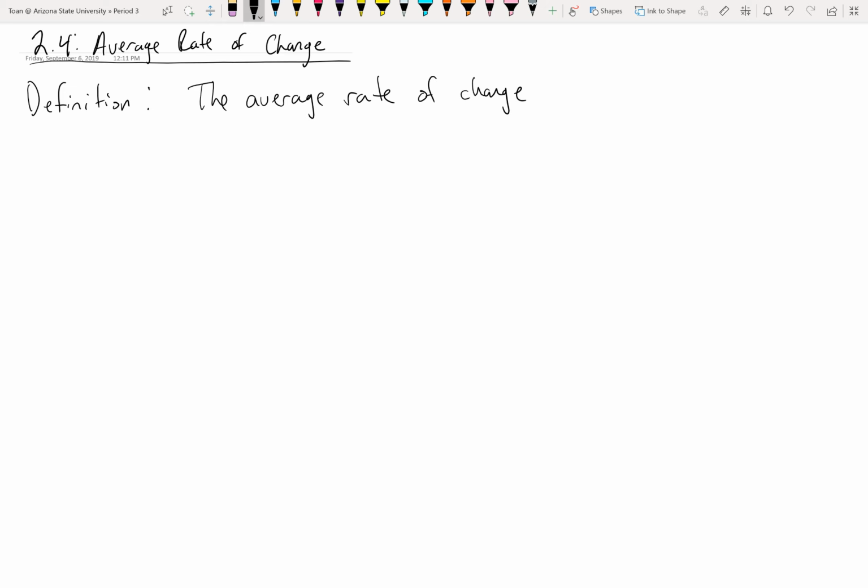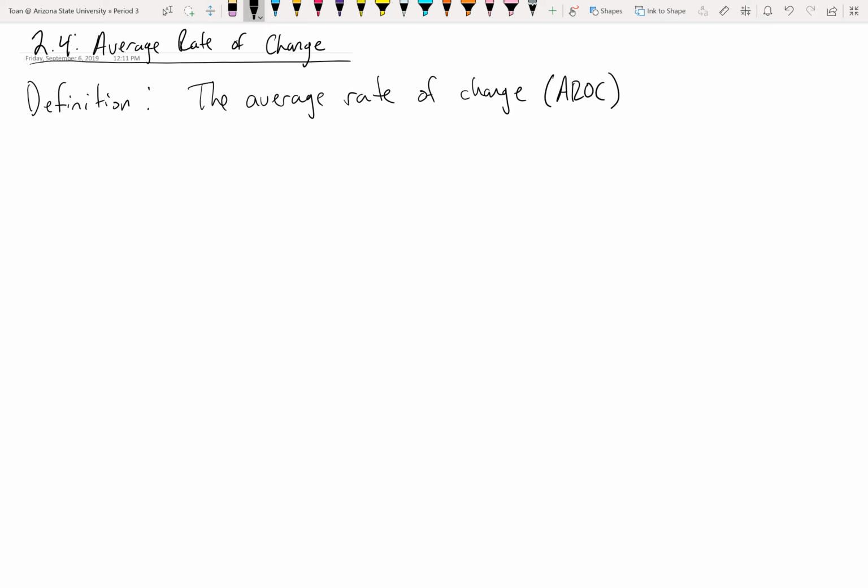Now, in mathematics, in pre-calculus and calculus and beyond, you talk about average rate of change a lot. I'll be saying that word a lot, and I'm going to be very lazy. I don't want to write it a lot. So I'm going to abbreviate it as AROC. So AROC is average rate of change.